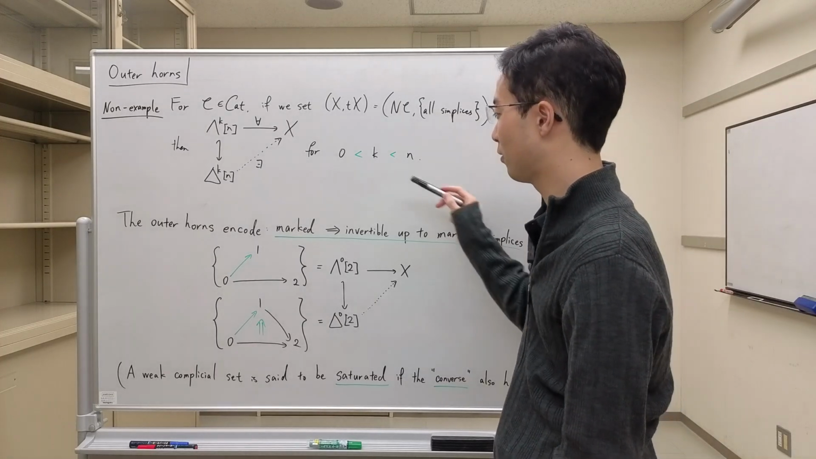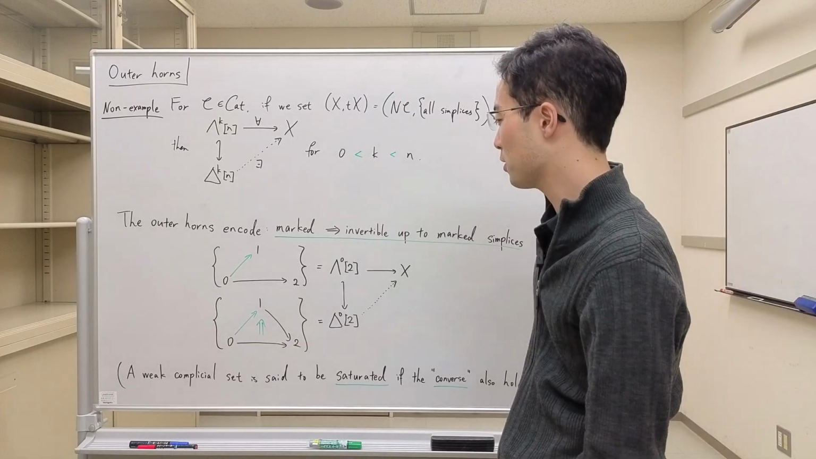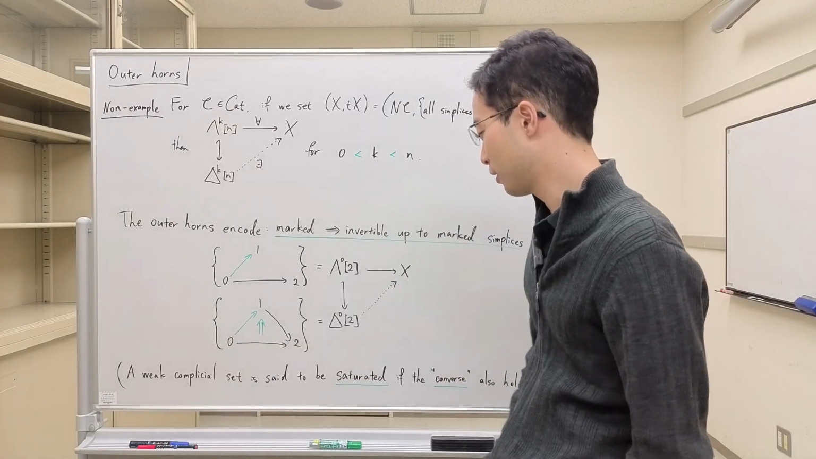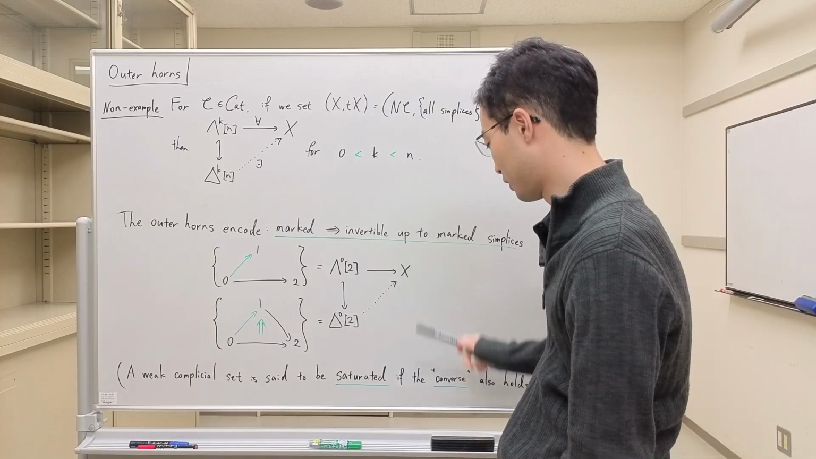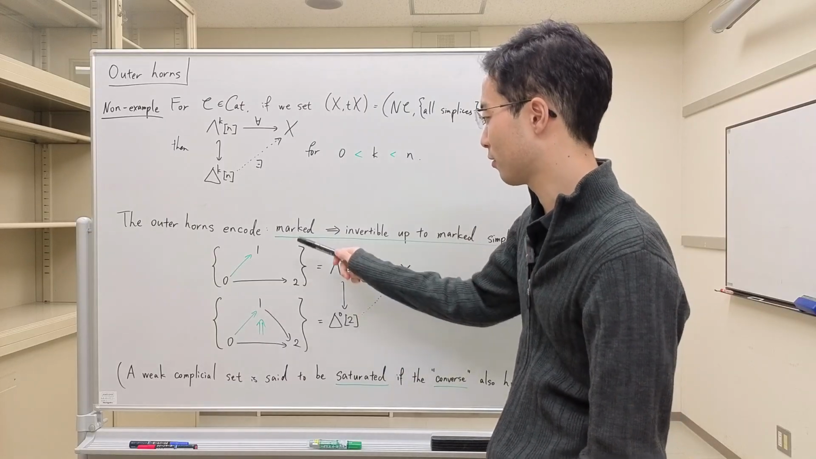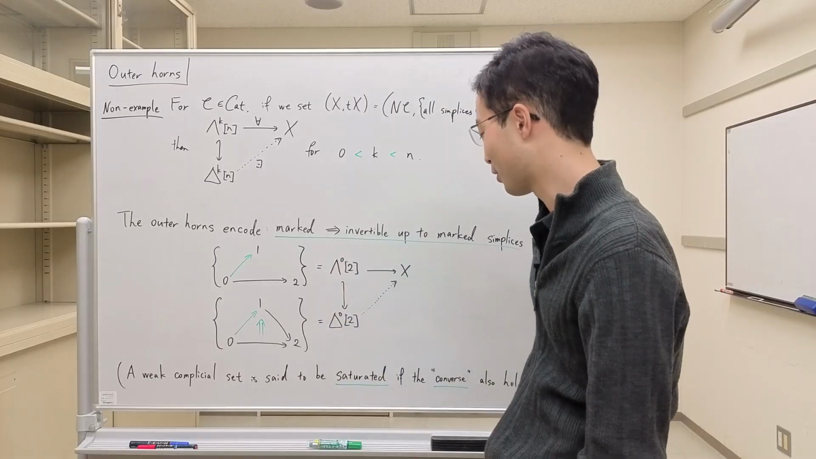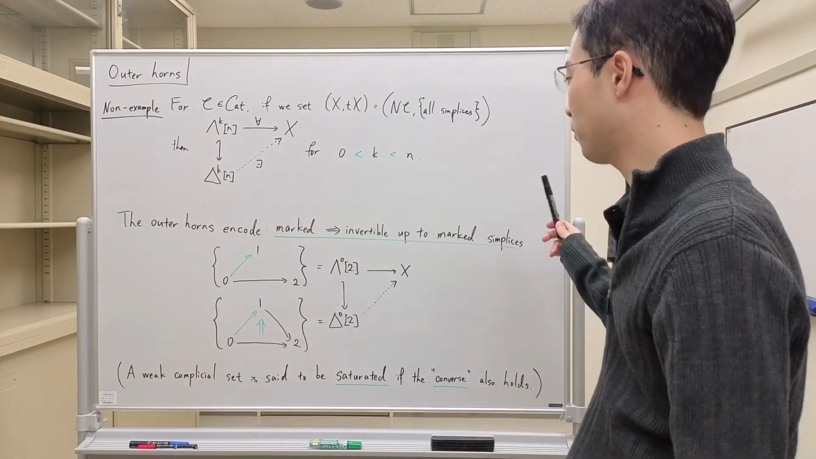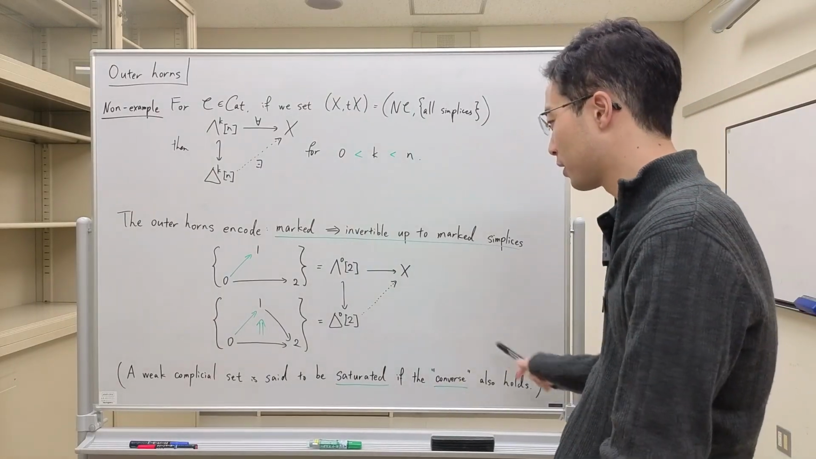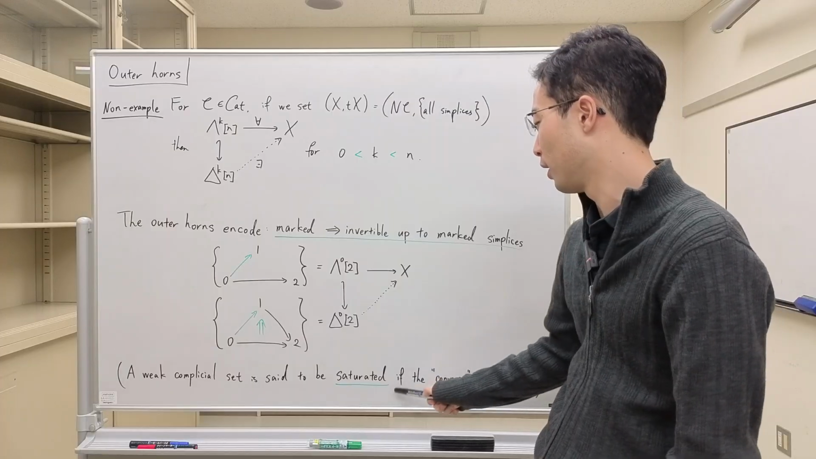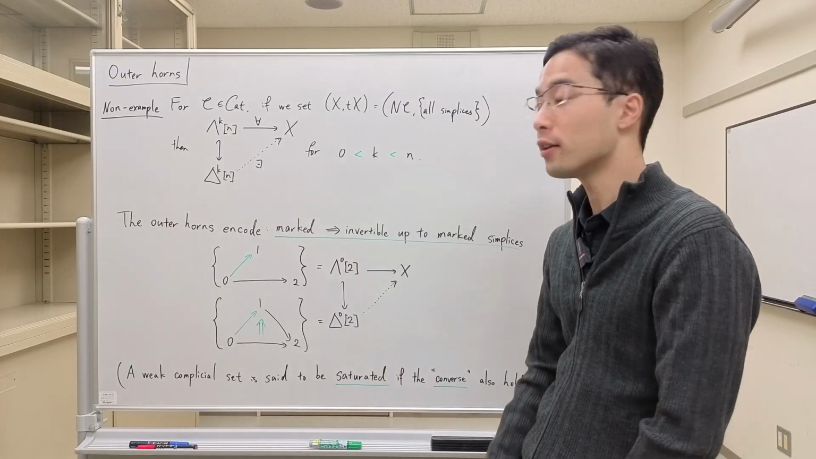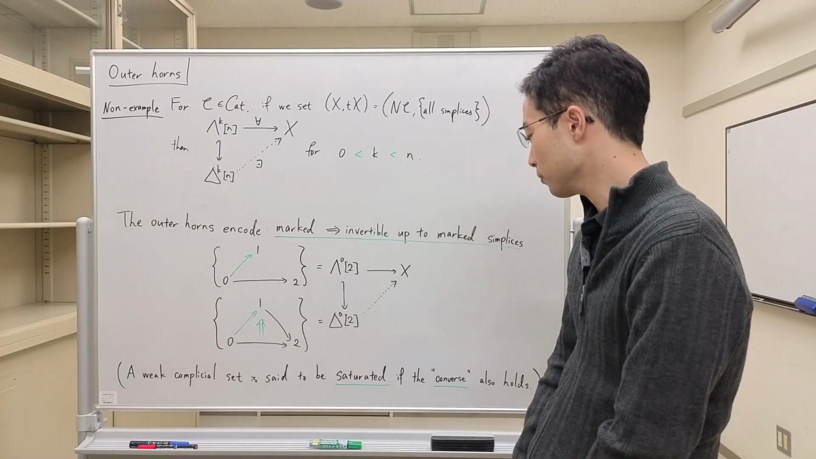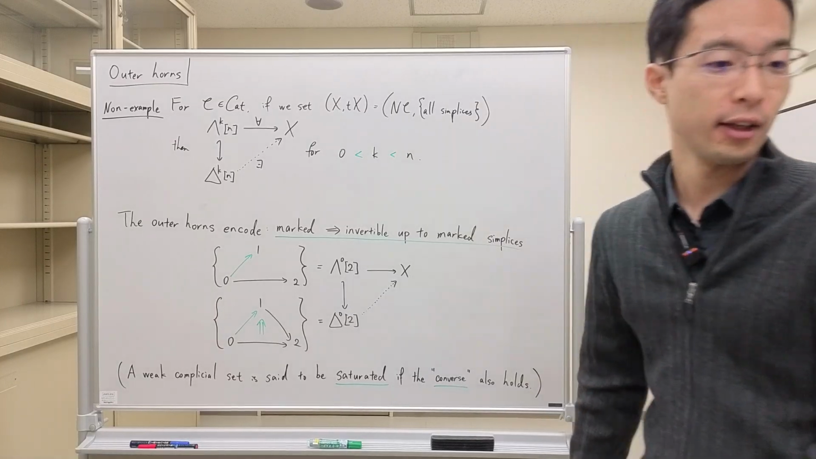That is not part of the definition, but if the converse does hold in a suitable sense, basically in this sectional and retractional sense, though I'm not going to give the actual definition here, then the weak complicial set is also said to be saturated. Right, I think that's it for this video.